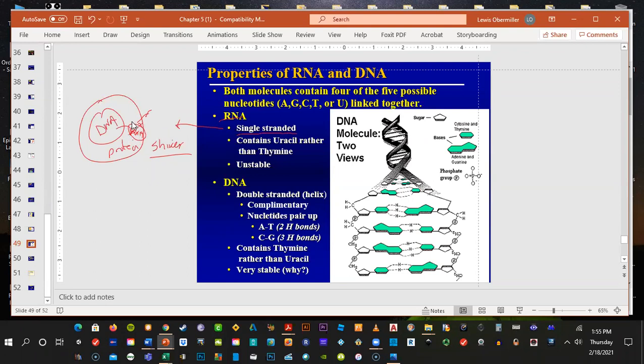So the answer is you would continue to shiver. Until you get rid of this, it's going to continue to make the protein to make you shiver. So you want your RNA to be unstable and break down real easily. And that's why the Pfizer vaccine has to be kept so cold, because mRNA is unstable.